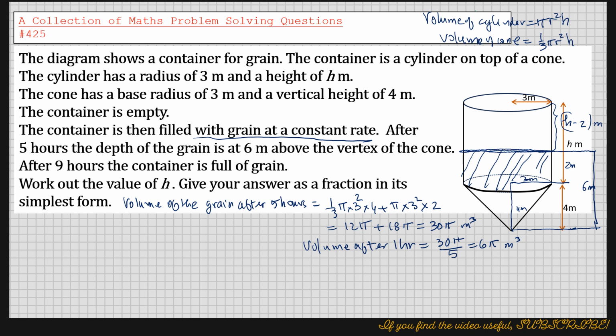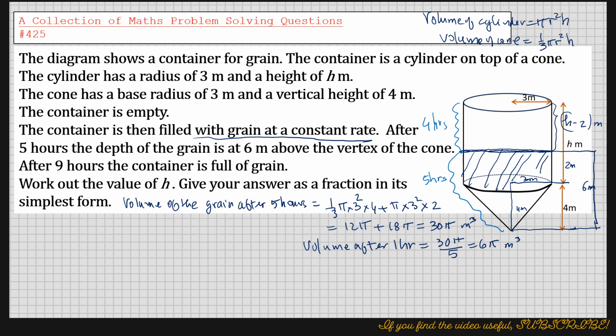Now we look at what happens next. We don't look at 9 hours, we say after 4 hours, because this part took 5 hours, and the top part takes 4 hours to fill in. So we break it down. In 4 hours, how much grain fills in?